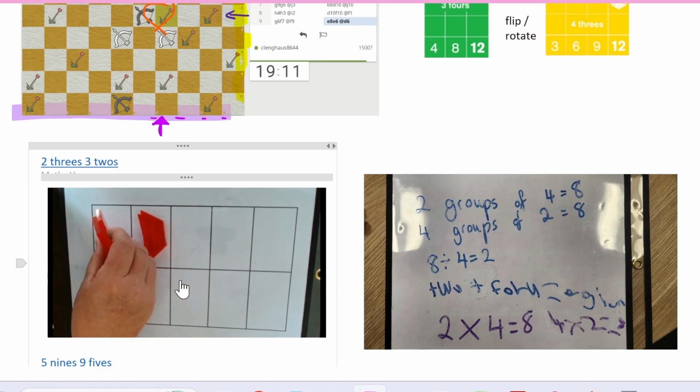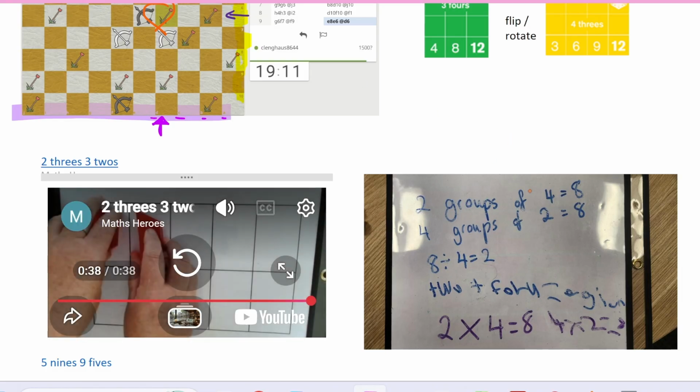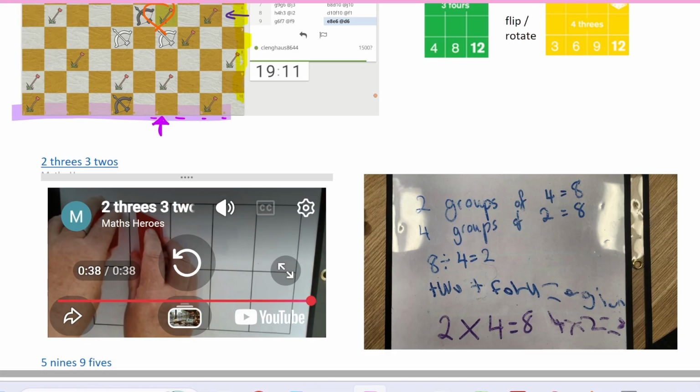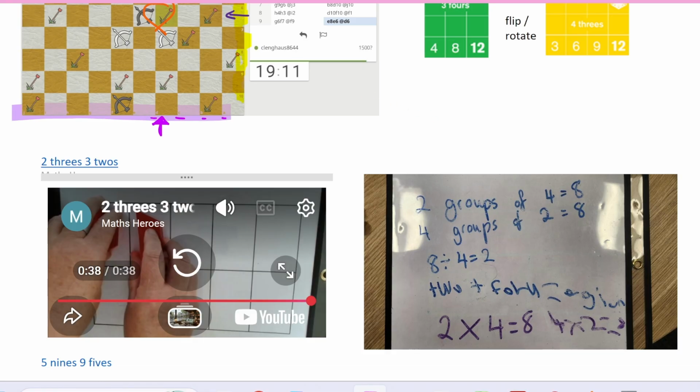So for me, this is the do part before I get her into making arrays. And you can see over here that she actually struggled to write 2 multiplied by 4 equals 8.